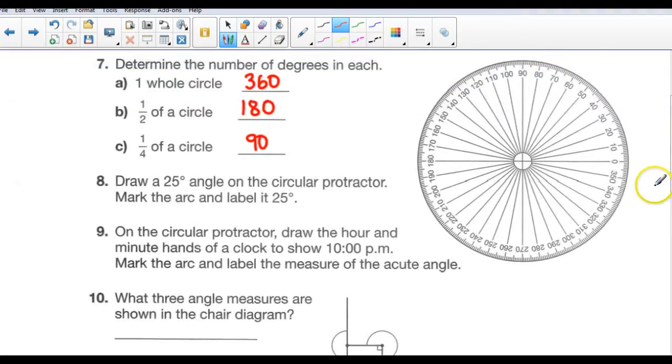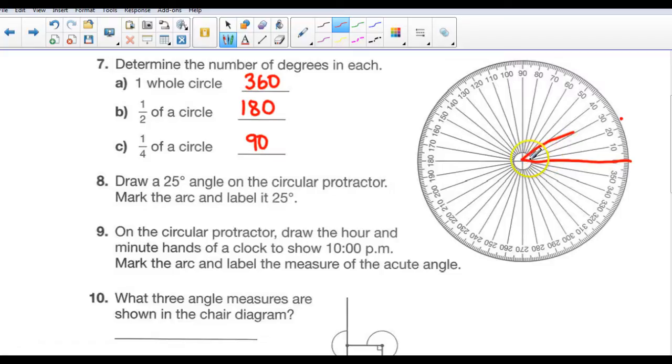Draw a 25-degree angle on the circular protractor. Mark the arc and label it 25 degrees. Okay, so we want to go to 25 degrees, so we're going to start at 0 and go to 25. We know that we want to go from here right to the center of the circle, and then we take your ruler and make a nice straight line.